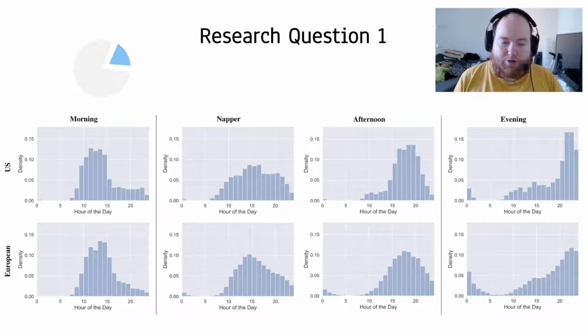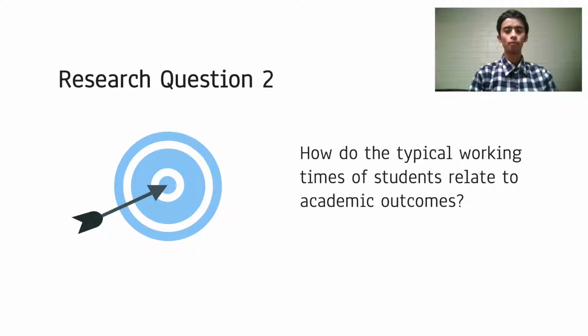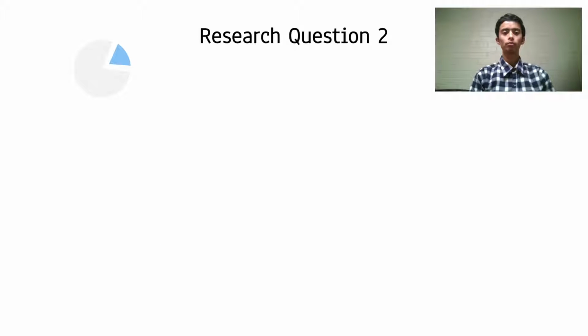The contexts had some differences. For example, in the US context, there were 10 large projects in the course, whereas the European context used a many small assignments approach and had 147 assignments in total. The fact that the 4 clusters match between these contexts provides additional support for prior findings on the existence of 4 different chronotypes. Our second research question is, how do the typical working times of students relate to academic outcomes?